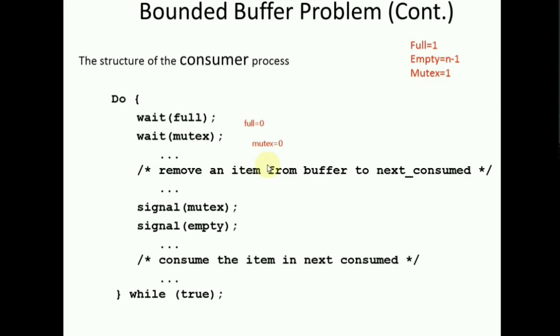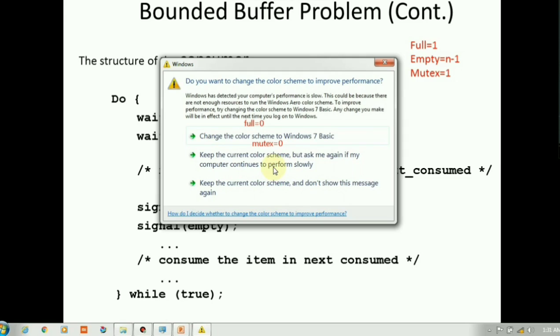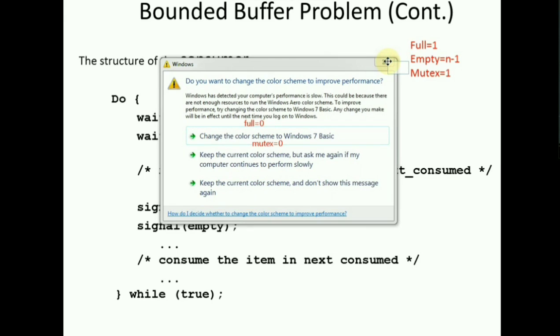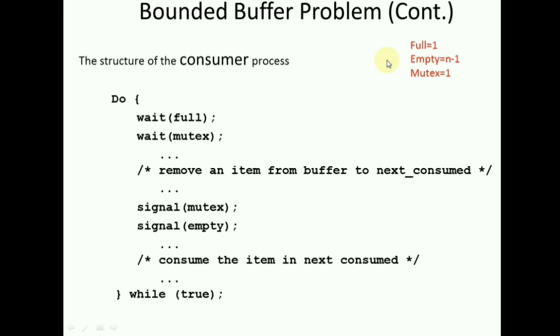So once the consumer has completed the consumption, it again signals the mutex, so the mutex value becomes 1, and now again it signals empty. Now empty comes back to n.